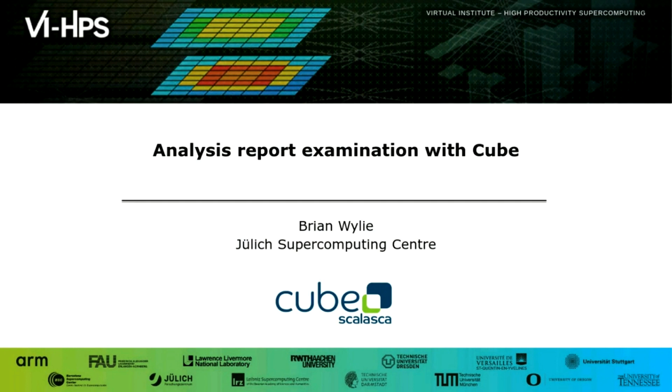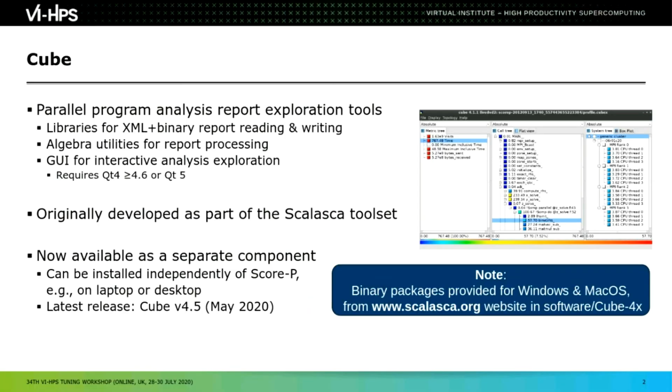So I'm Brian Wylie from Jülich Supercomputing Centre, and I work with Christian on the development of these tools. You already saw a picture of Cube. The name Cube comes from this idea of having 3 dimensions of data that we can explore, and Cube is the tool that we use for exploring the profile and trace analysis data that is collected with Scorpio and written by Scalasca and other tools.